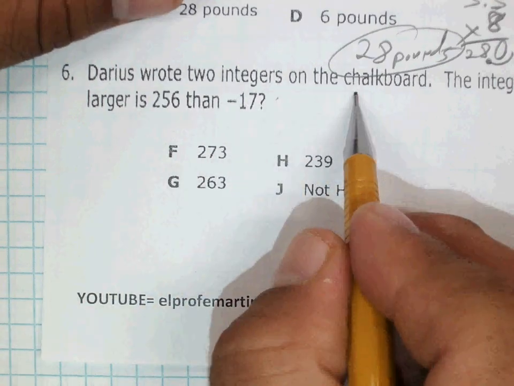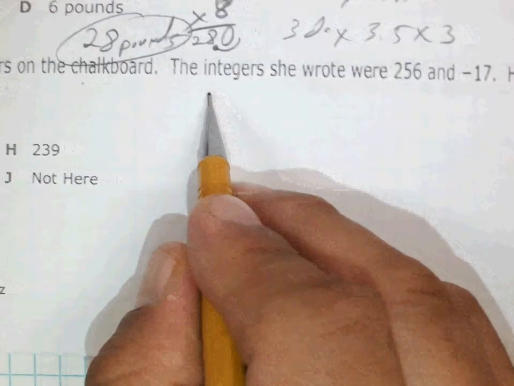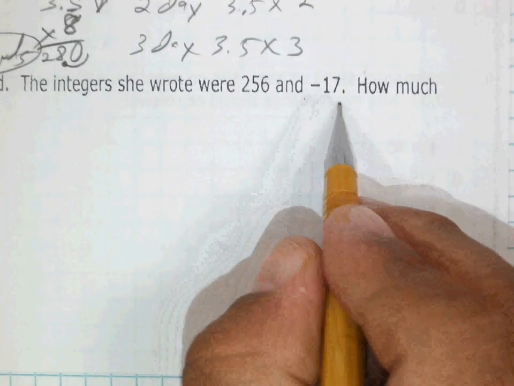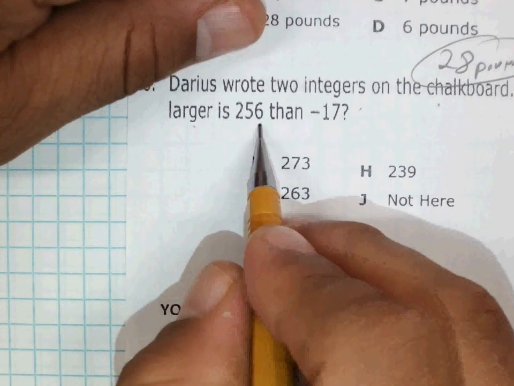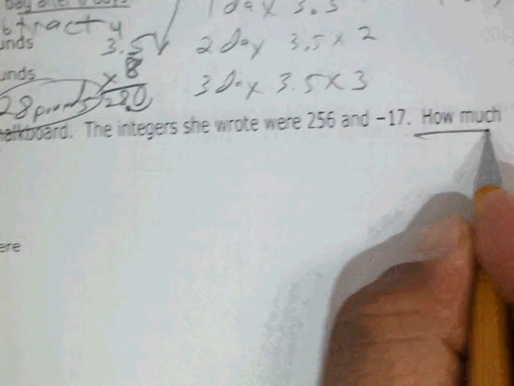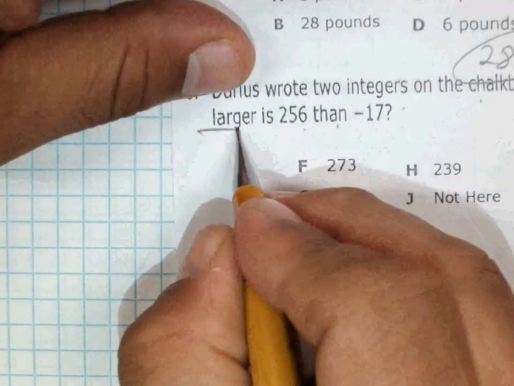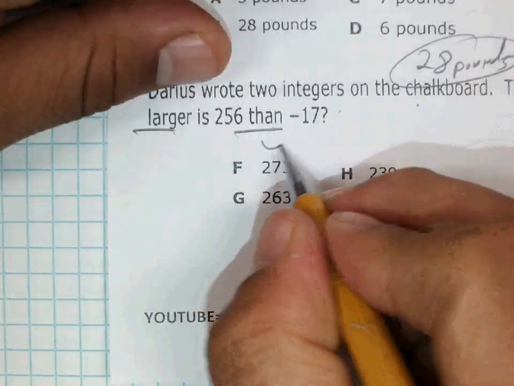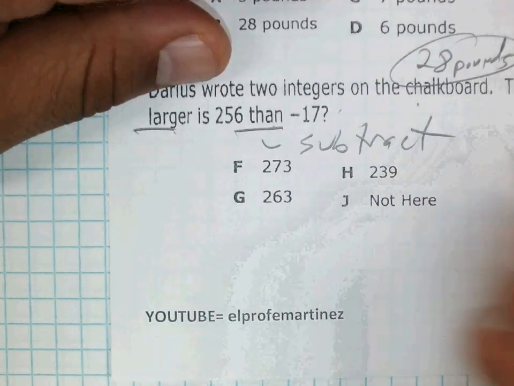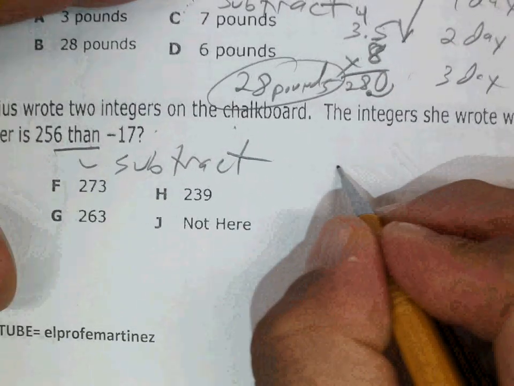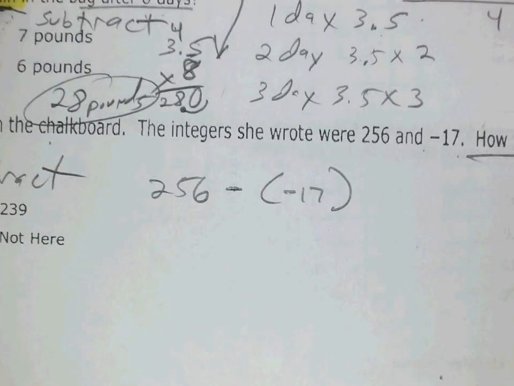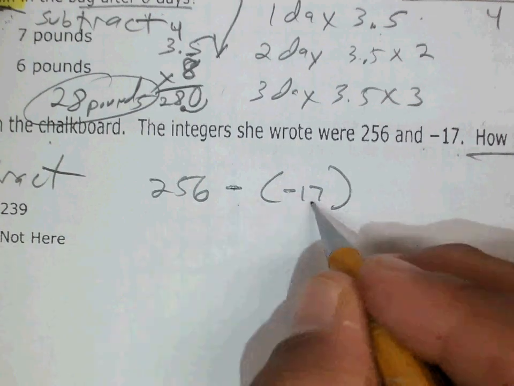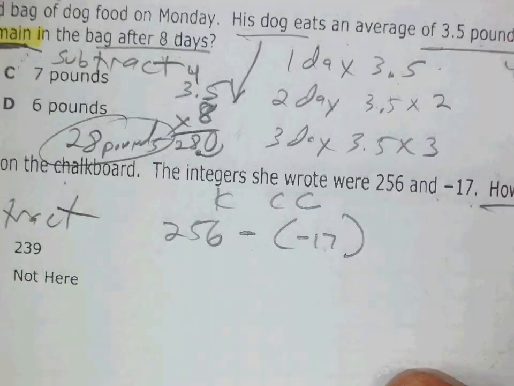Darius wrote 2 integers on the chalkboard. The integers she wrote were 256 and negative 17. How much larger is 256 than negative 17? Okay, the keyword is "how much larger than." Automatically that means subtract. So all you do is subtract. You put 256 minus negative 17. Because it's subtraction and it's a negative, you use KCC and you'll get your answer.